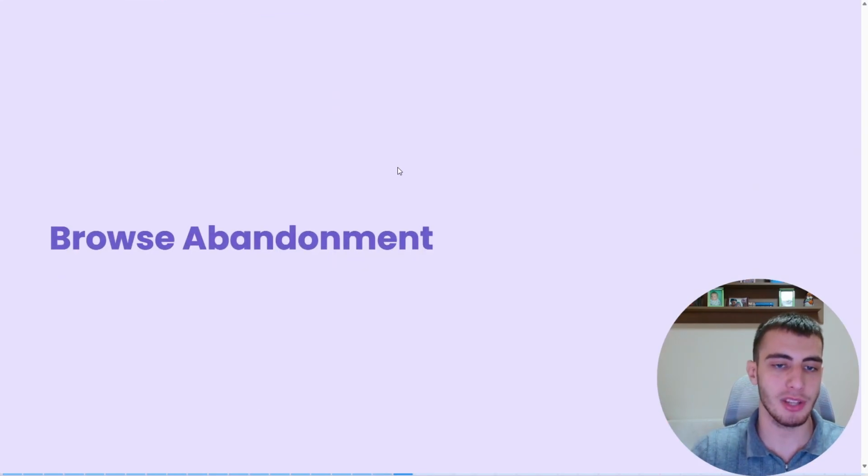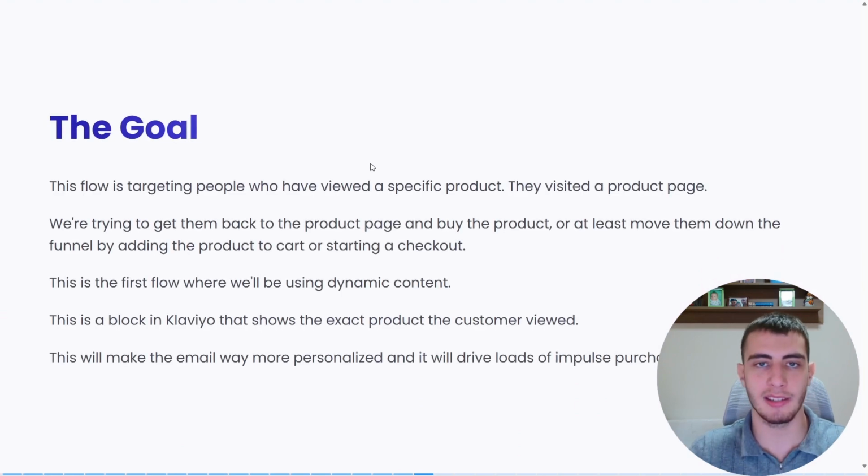Now, browse abandonment flow. So the goal here is the following. We're basically targeting people who came to our website, just like for the site abandonment flow, but who also clicked on a specific product or basically viewed a product page. So we're trying to get them back to the product page and buy the product, or at least move them down the funnel, so closer to the purchase. Or basically come back to the product page, buy the product, or if you don't buy the product, we're trying to get them back to add the product to cart or start a checkout so we can convert them through the abandoned cart or abandoned checkout flow, okay?